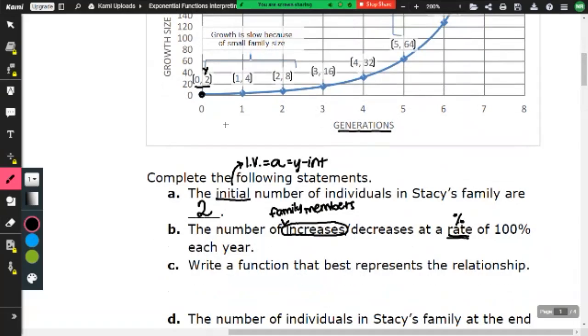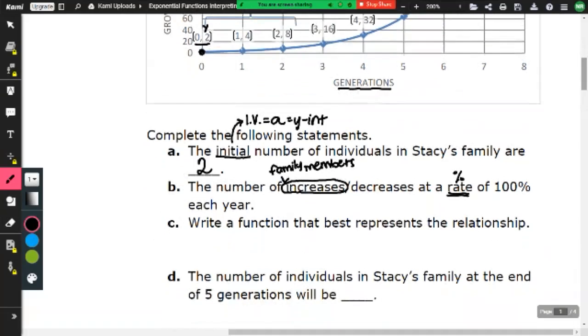All right. It says write the function that best represents the relationship. I was accused of never telling anybody what a function means. I have. What does a function mean for those of you that actually remember? If it's asking you to write the function, it's asking you to write the equation. What do you know, sixth period? I guess I did teach y'all that.